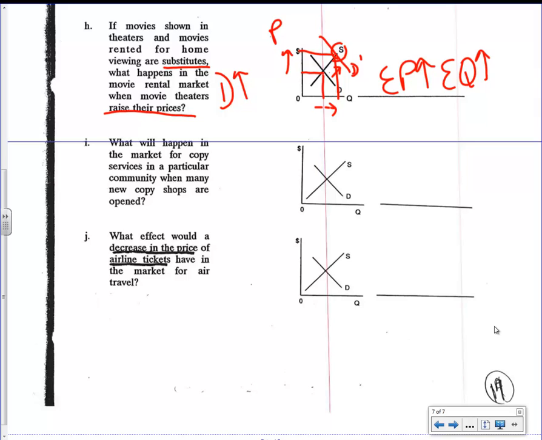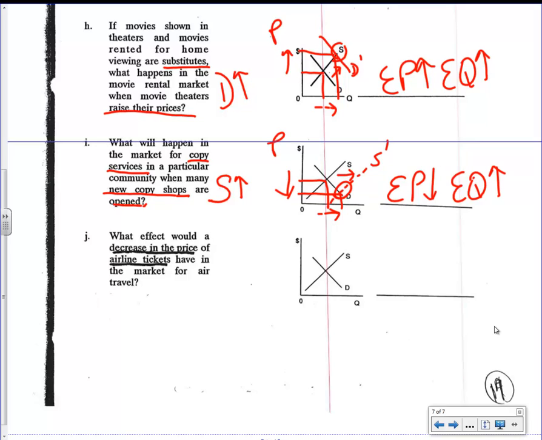It says, what will happen in the market for copy services when new stores open? New stores open means there will be more suppliers in the market. So we're going to take the supply curve and shift it to the right. Here was the old equilibrium price, old equilibrium quantity. Here's the new price and the new quantity. So the price goes down, equilibrium quantity up.